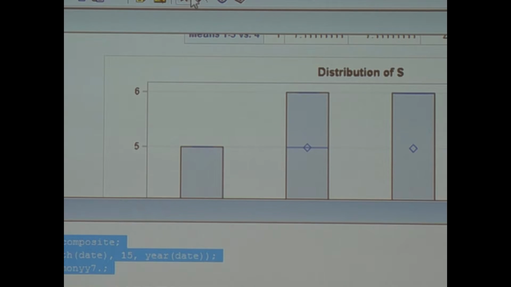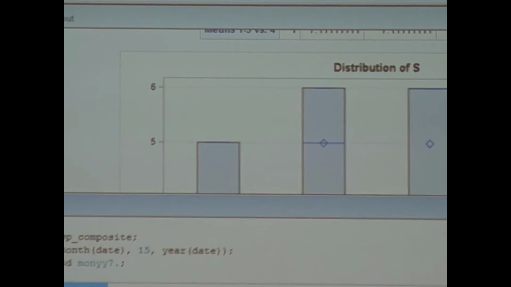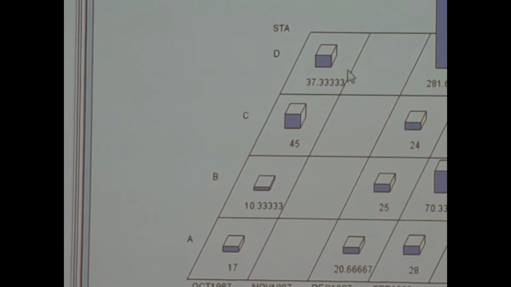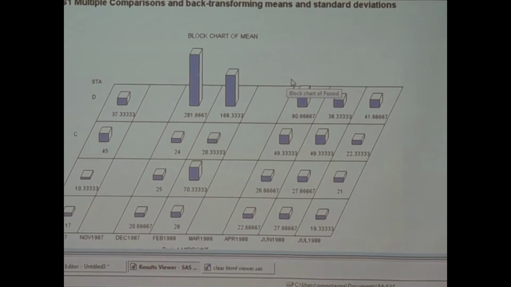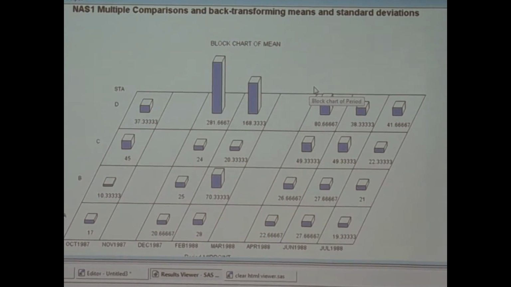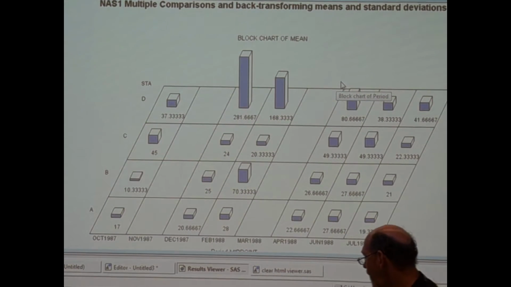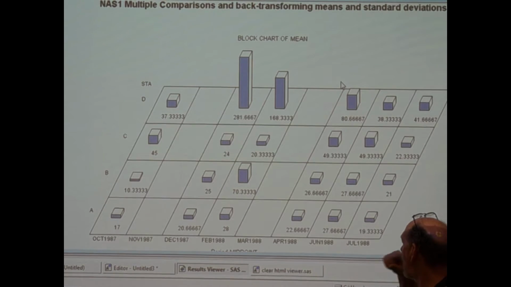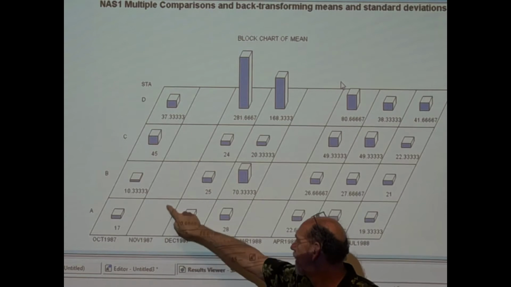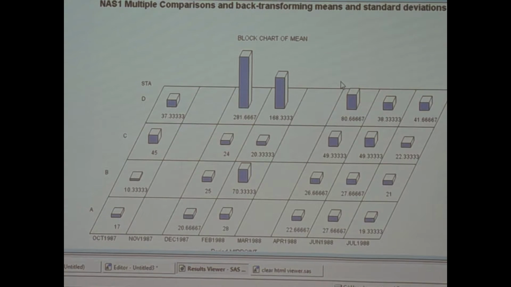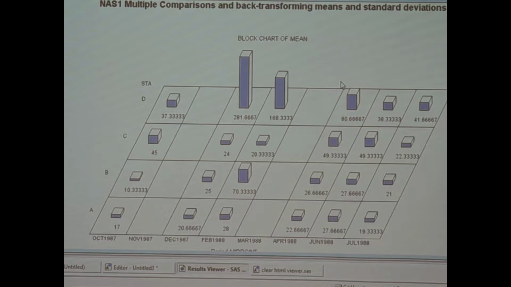Well, if we do this, so let's do proc G chart, and now we've got essentially a block diagram where we have our stations A, B, C, D, and our dates. And notice, this is a surprise to me. Notice that it's filling in the empty dates for us too. So it even shows us the months we didn't sample. And that would be the average count.